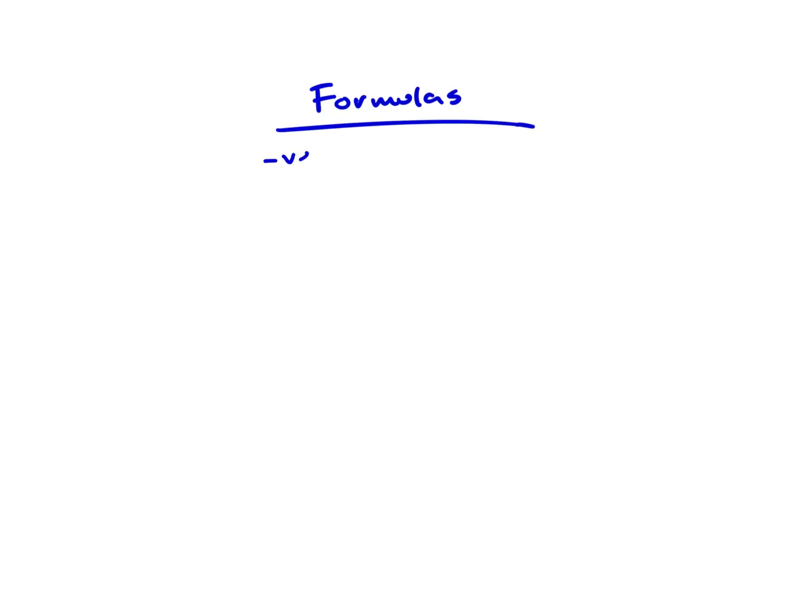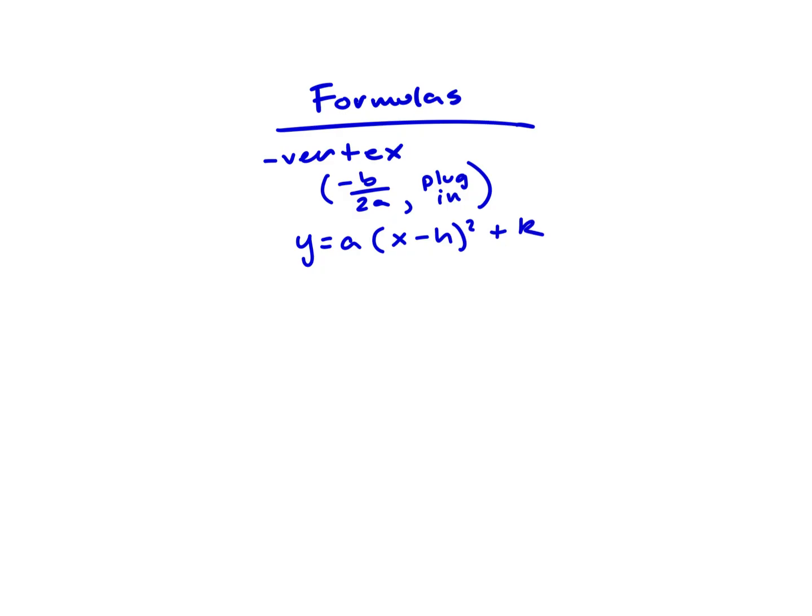You need to know the vertex formula, so how to find the vertex. It's negative b over 2a. That'll get you to find your h in your vertex. To find the k, you plug it in. And then our vertex form of the equation is y equals a times x minus h squared plus k. So if we find our vertex, or even if the vertex was given to us, you'd plug it into your equation. Remember, you always change the sign of what's on the inside of the parentheses.